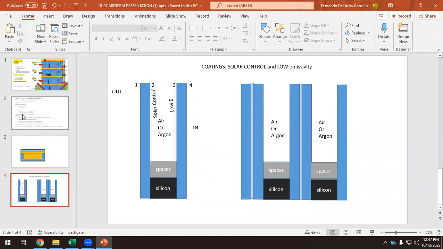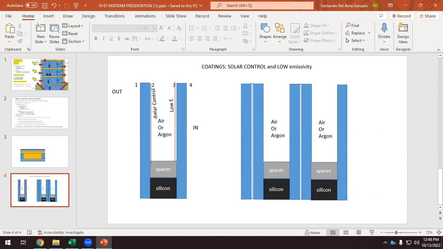We don't apply coatings on layers 1 and 4 because those coatings are very delicate. If I scratch, I remove the coating, and I don't know this because coatings are transparent. So that's why coatings are protected and they are in the inner faces. Usually we apply solar control on layer 2, and usually we apply low emissivity on layer 3. There might be exceptions, but again, we have to deal with the glass manufacturer.